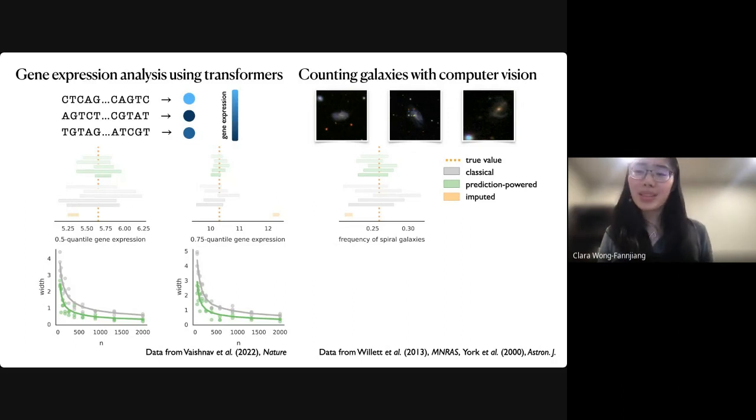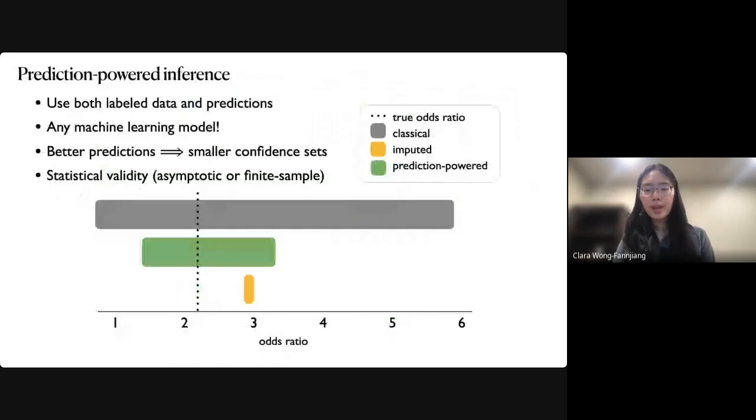So once again, you can see the imputed interval, which just uses the predictions as gold standard labels, misses the ground truth. The prediction powered intervals correct for prediction error and are valid, while also being smaller than the classical intervals. All right, so as a high-level summary, prediction powered inference is a framework for using both your labeled gold standard data in addition to immense amounts of predictions to do provably valid statistical inference.